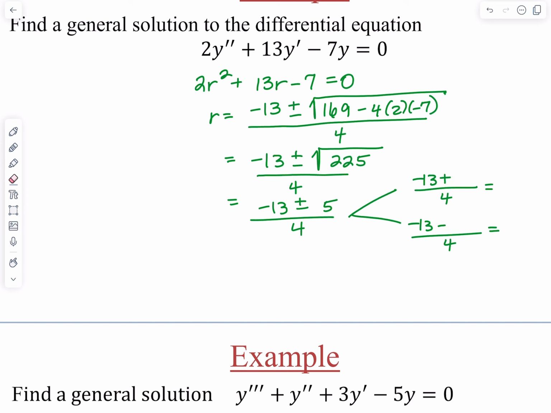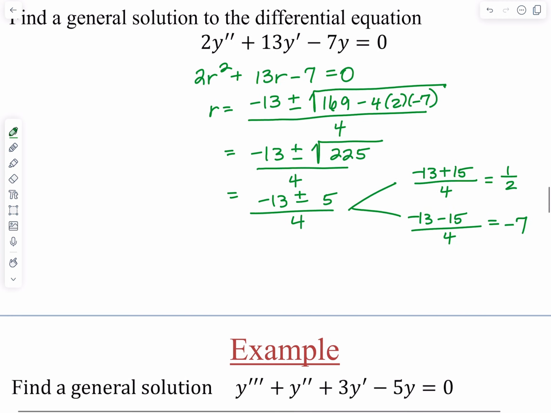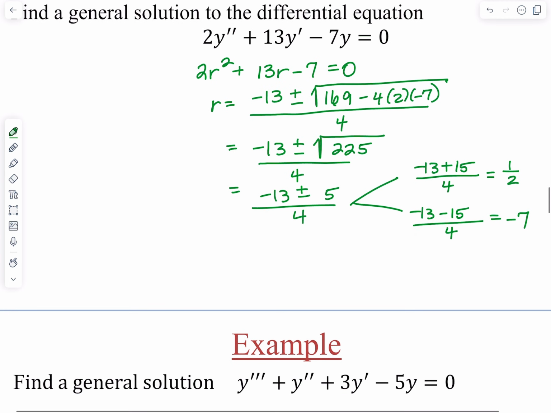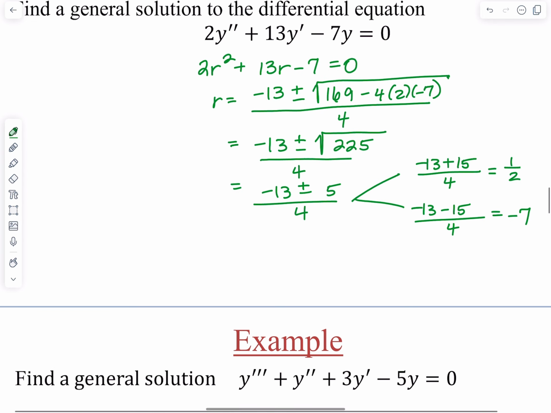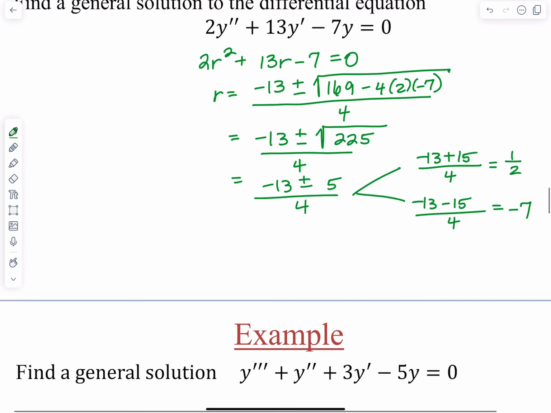Let's just change these. And of course, you can see that we come up with 1/2 and a negative 7. Whew, that was a lot. So now what do we have? We do not have alpha and beta. We have 2 real distinct roots.